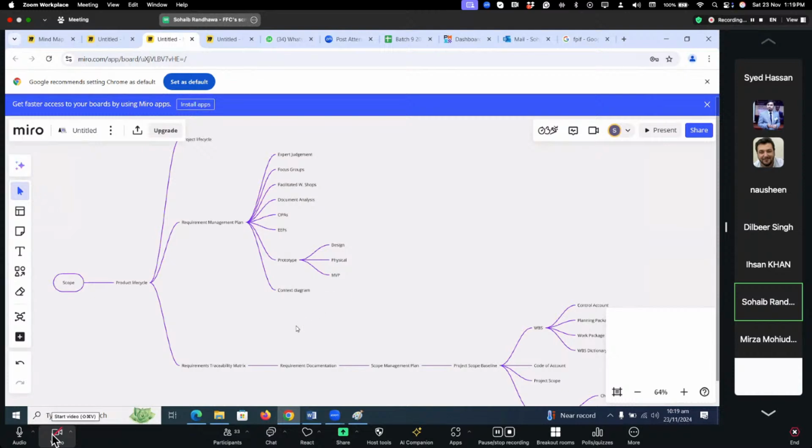And after this, there was a scope management plan, which describes how the project is scoped out of the product lifecycle. Okay, then we have a requirement traceability matrix. It has requirement documentation, scope management plan. Just hold on, sorry.